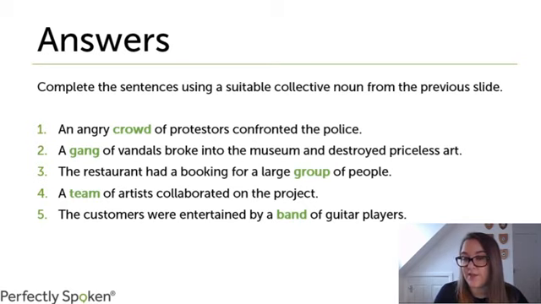And number 5, the customers were entertained by a band of guitar players. Often, if we're talking about music, we would use the word band. Okay, are these the same as you? Well done if you managed to get those correct. Okay, so let's move on.